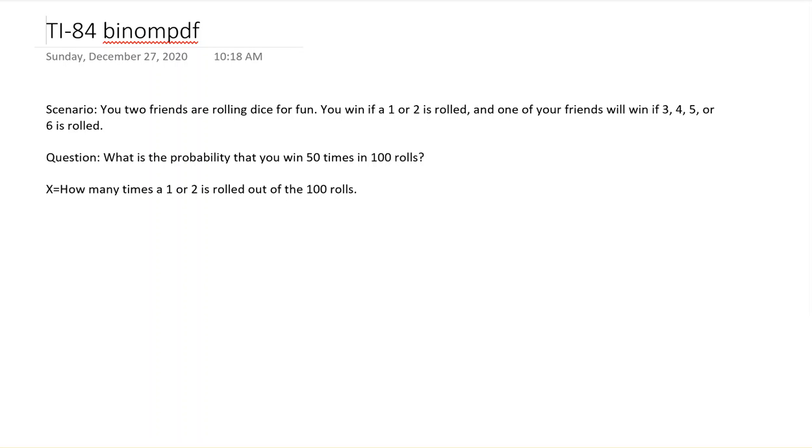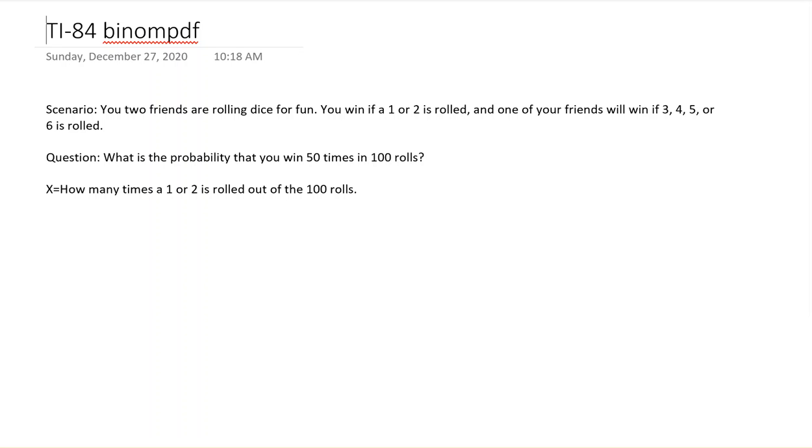And we're going to let x be our random variable and define it to be how many times 1 or 2 is rolled out of the 100 rolls. Now, this is in fact a binomial setting. X is a binomial random variable. You can confirm this for yourself by checking that BINS acronym.